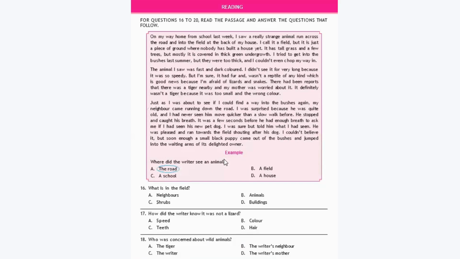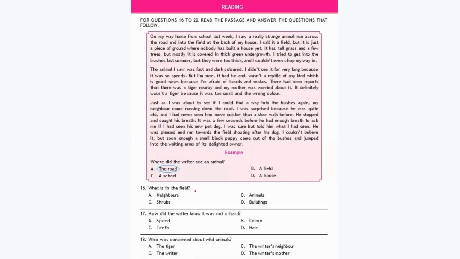Now, let's move to the second section, which is about reading. So here, students, as I've already told you, it is about reading the passages. You will be getting 2 passages. You have to read them carefully and then answer the questions that follow. Now, suppose the passage is given here and you have to answer a question like, where did the writer see an animal? If you read this passage carefully, you'll get the answer as the road. Likewise, we have to answer all the questions based on this passage.